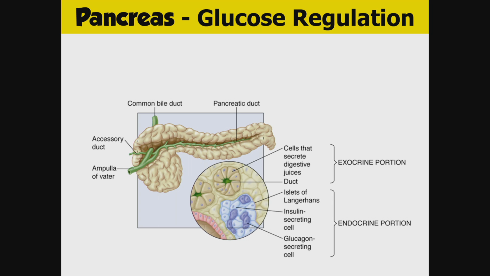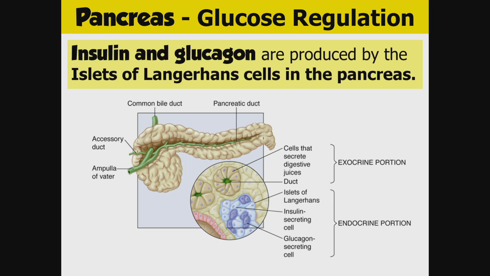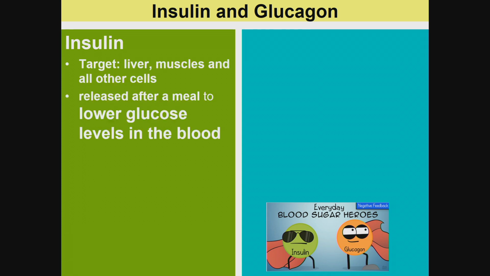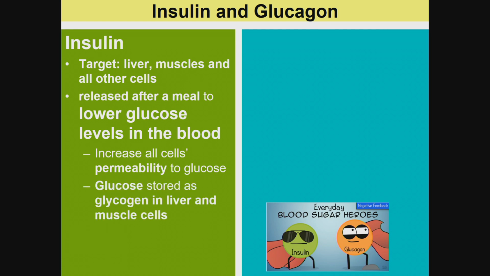The pancreas is for glucose regulation. Insulin and glucagon are produced by the islets of Langerhans cells in the pancreas. Insulin targets the liver, muscles, and all other cells. It is released after a meal to lower glucose levels in the blood. It does this by increasing all cells' permeability to glucose.